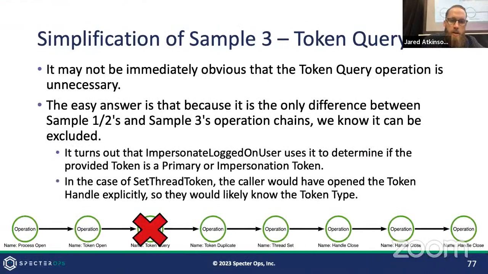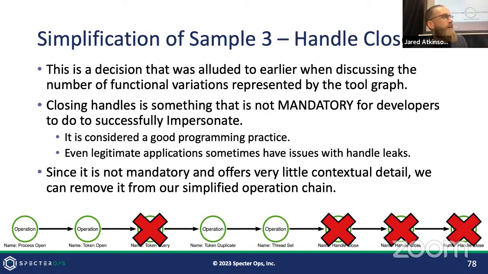Okay. All right. Then the other one, does anybody have an idea for what another operation that we can exclude would be? I think I alluded to it earlier. Which one? Handle. Yep, close handles. So in theory, you could just leave the handles open if you wanted to. I mean, legitimate programmers do that all the time by accident.